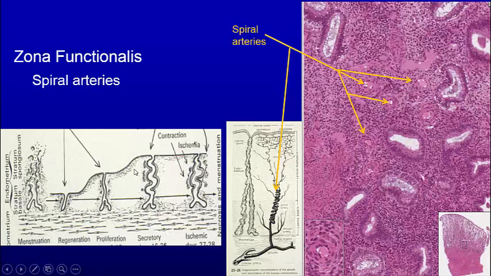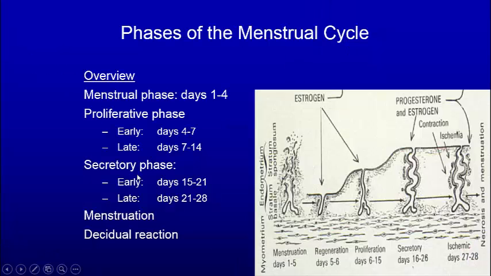This is the functional layer, the developing functional layer. If ischemia occurs by drawing back of the spiraling arteries and shutting down the nutrients to these cells, ultimately it's sloughed off, and that's the source of the discharge for menstruation to occur.